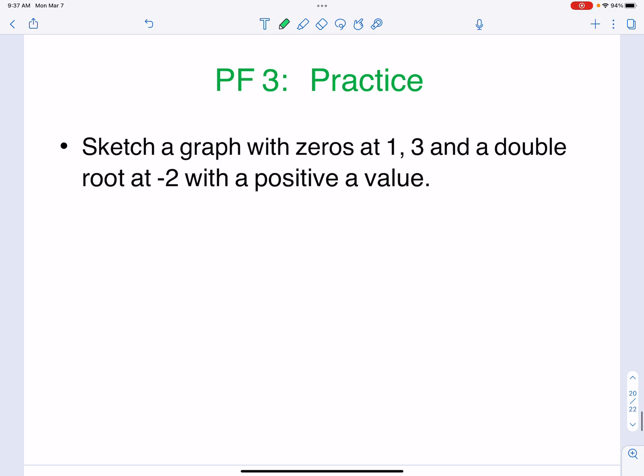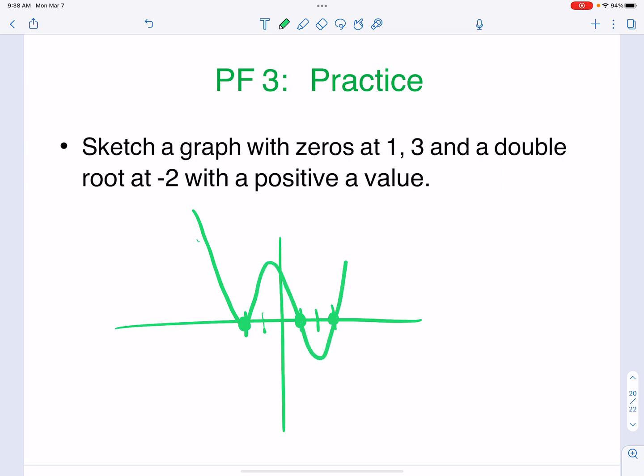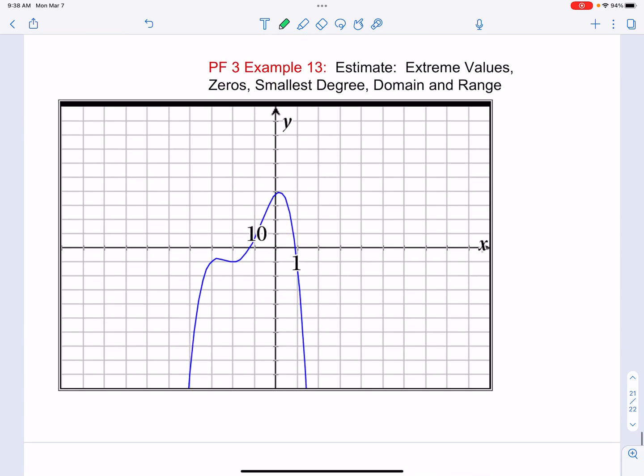Okay, graph with zeros at 1, at 3, and a double root at -2 with a positive leading coefficient. So that means that it's got to go boom and through. So it's going to look like that. Okay, estimate the extreme values, zeros, smallest degree, and so on. The smallest degree kind of gets kids, and this is back in your notes.